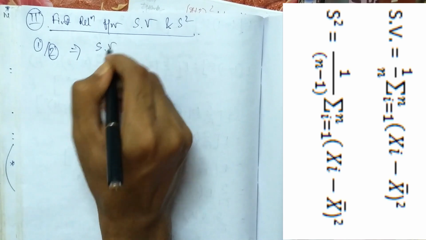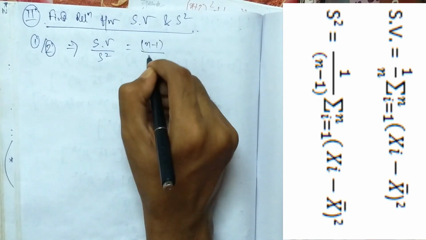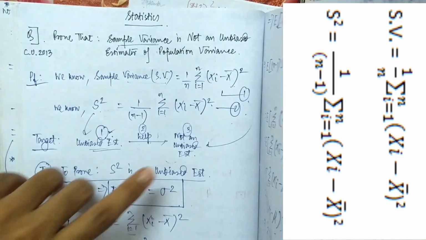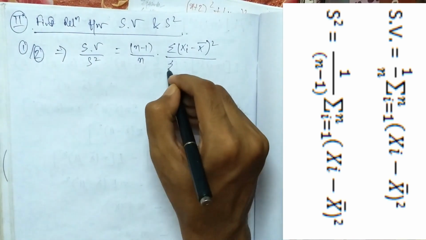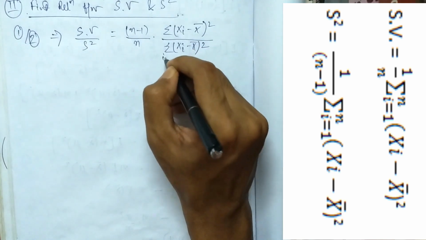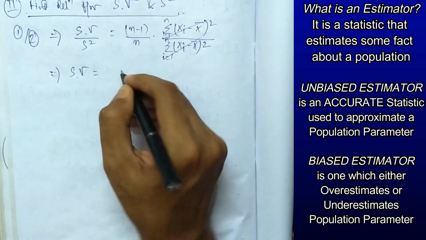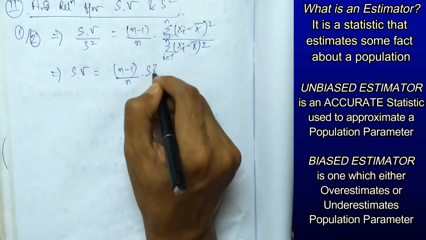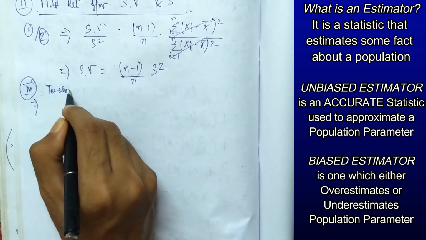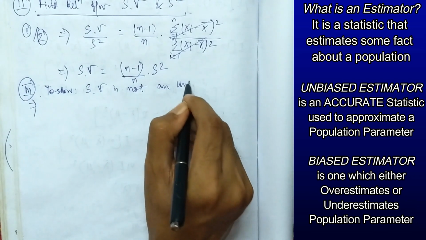So we are doing 1 divided by 2. We have sample variance by S square equals, this would give us (n minus 1) by n into summation (xi minus x bar) whole square by (xi minus x bar) whole square. You can recheck the formula and perform this. That would be easier to understand. This is surely giving us this. So we have sample variance equals (n minus 1) by n into S square. Now, from here comes our target 3, that is to show that sample variance is not an unbiased estimate.